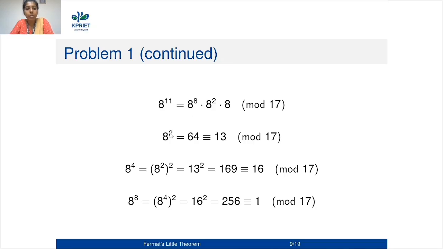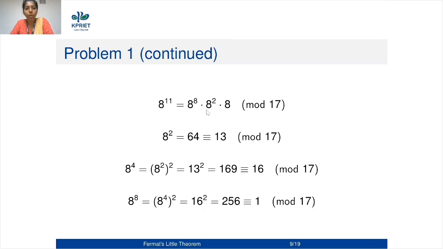So I know 8 square is 64. When this number 64 is divided by 17, the remainder is 13. Now I want to find the remainder of 8^4. For this case, I have to use 8 square, the whole square. So if I take 8 square, the whole square, this is equivalent to 13 square, which means you should always take the final remainder to solve further. So this 8^4 is equal to 13 square, and 13 square is 169. Now I want to check the remainder of 169 when it is divided by 17. So the remainder is 16 for 8^4.